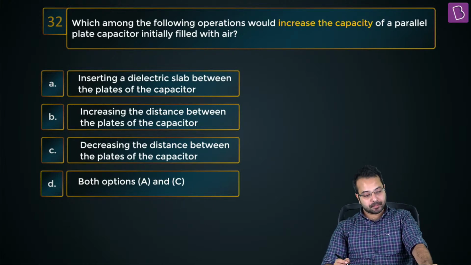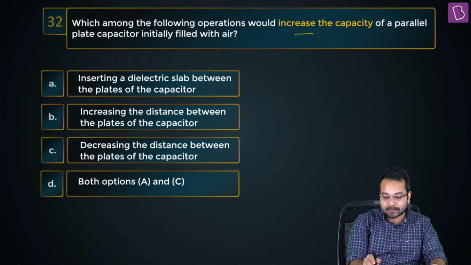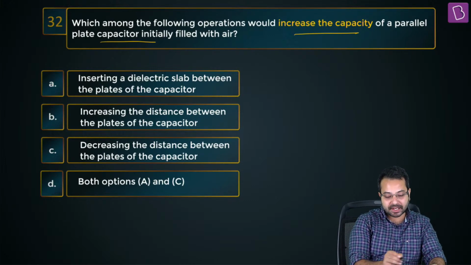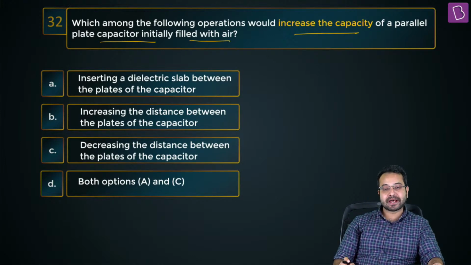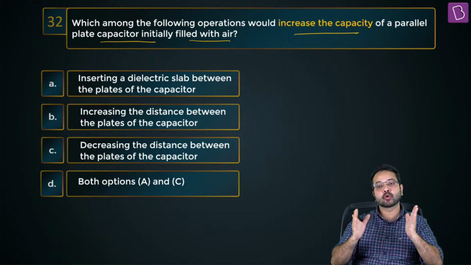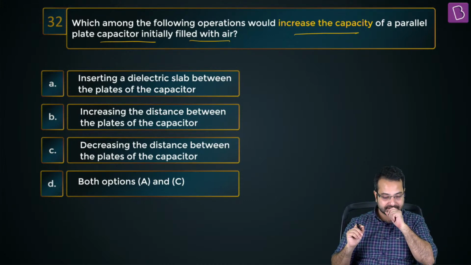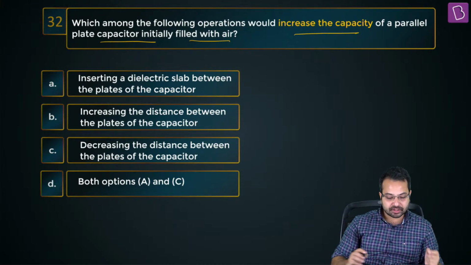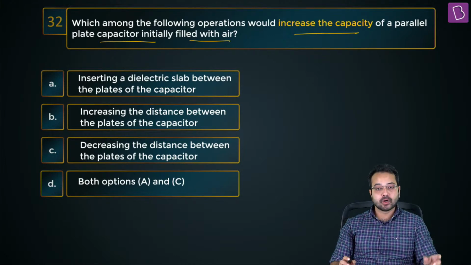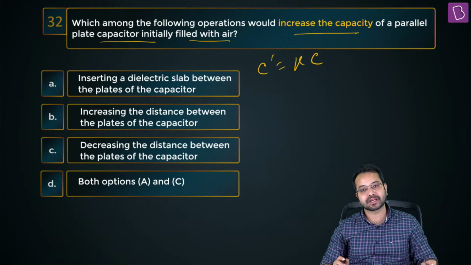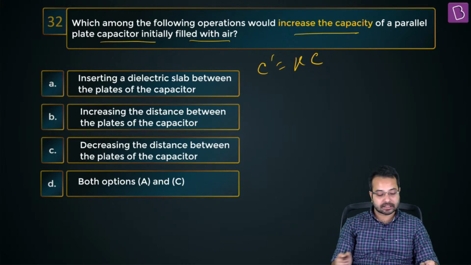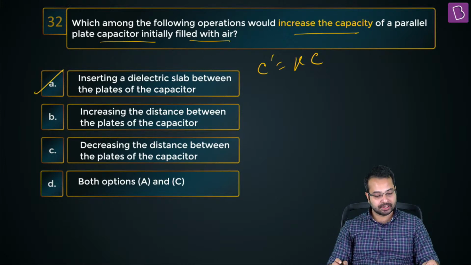Which among the following operations would increase the capacity of a parallel plate capacitor initially filled with air? Okay, so we have a parallel plate capacitor and it is initially filled with air. Which of these things is going to increase the capacitance? Alright, let's see. Inserting a dielectric slab between the plates, we know that if we insert the dielectric, then the new capacitance is going to become K times the old capacitance. Is that correct? So option A, certainly.